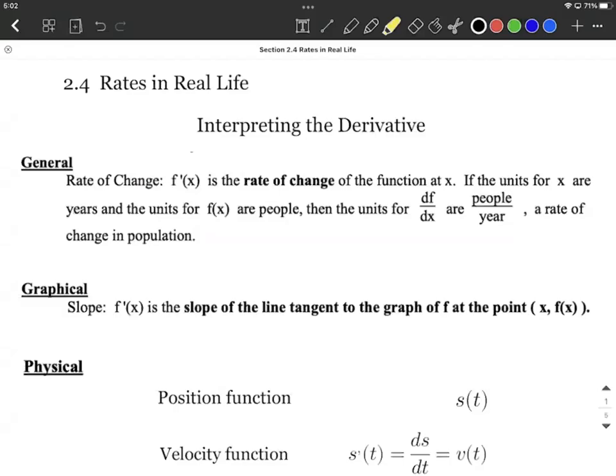Okay, 2.4, rates in real life. We want to think about different ways we can interpret the derivative. So in general, the derivative, f prime of x, is always going to indicate some sort of rate of change of a function at x.